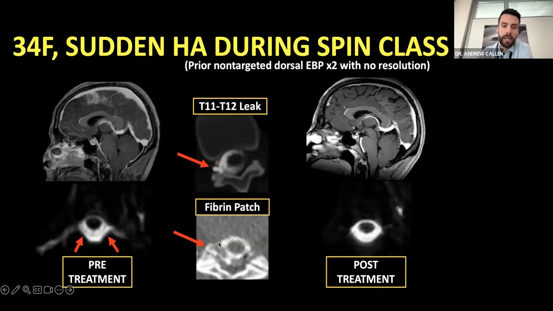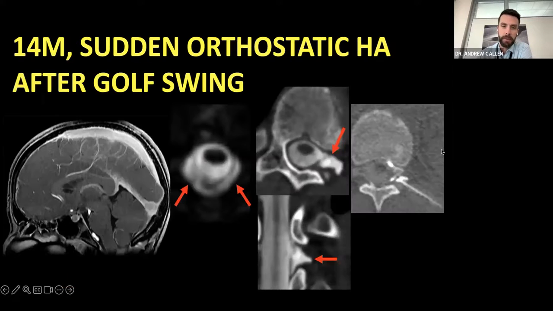Because of that precise localization, we could target a fibrin glue patch right to that defect. This resulted in a very nice resolution of both her imaging findings and her symptoms. Just a reminder here that this disease is not limited to adults. This 14-year-old boy came to us after developing a severe orthostatic headache after swinging a golf club.